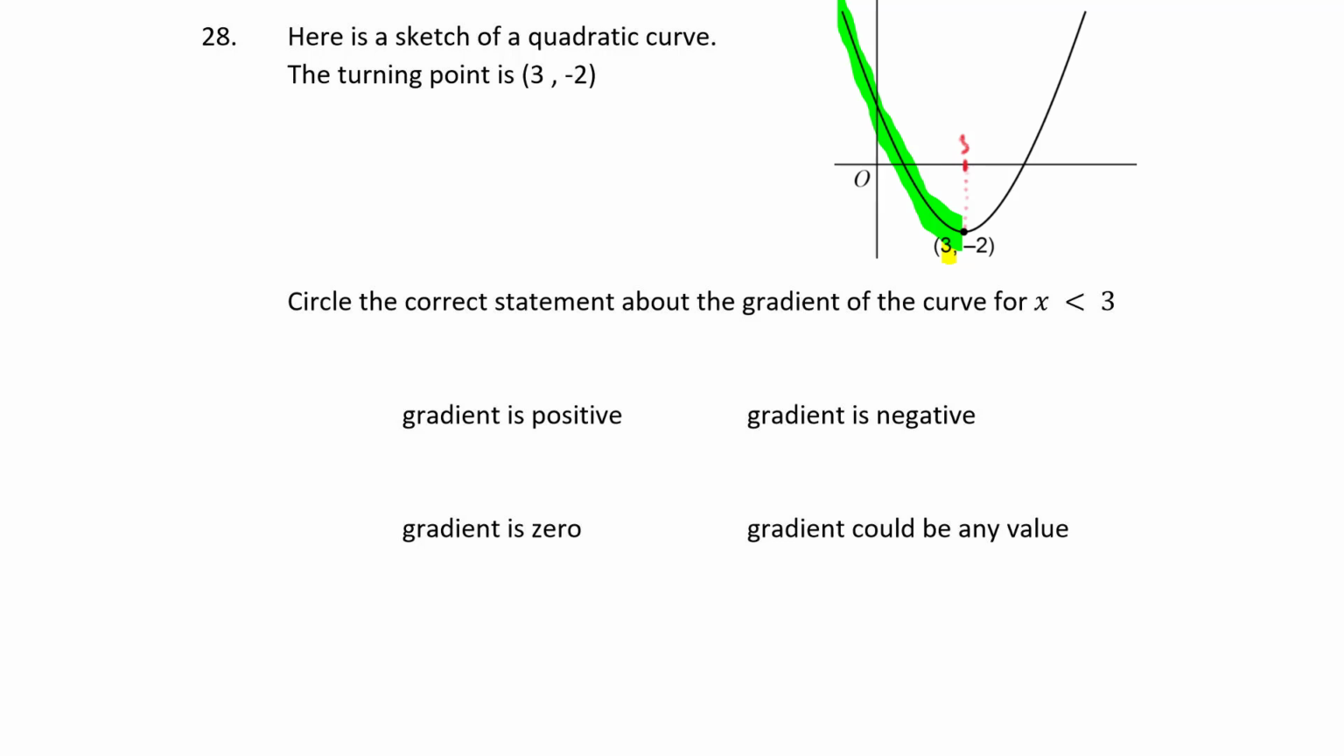Once you get to 3, it becomes 0. And then to the right of 3, greater than 3, it starts sloping up again. But for the bit we're talking about, the gradient is negative. It's always sloping downwards, so it's that one there. Oh, that was a little bit dramatic. Let's try a different pen. That one there. And with that, we are done.